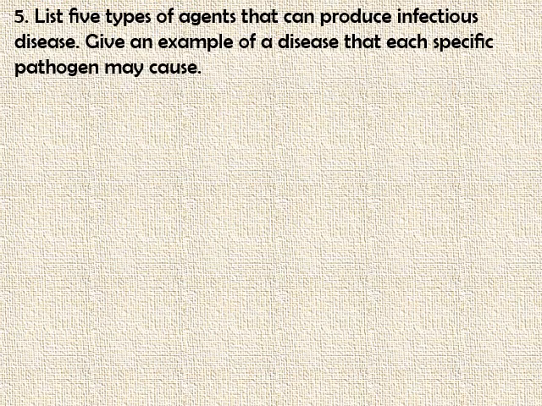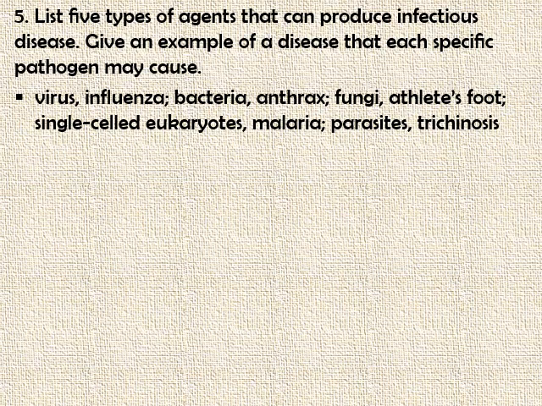Question number 5. List 5 types of agents that can produce infectious disease. Give an example of a disease that each specific pathogen may cause. The 5 types of agents that cause or produce infectious disease are virus, and diseases that are caused by virus can be influenza, common cold, and the like.